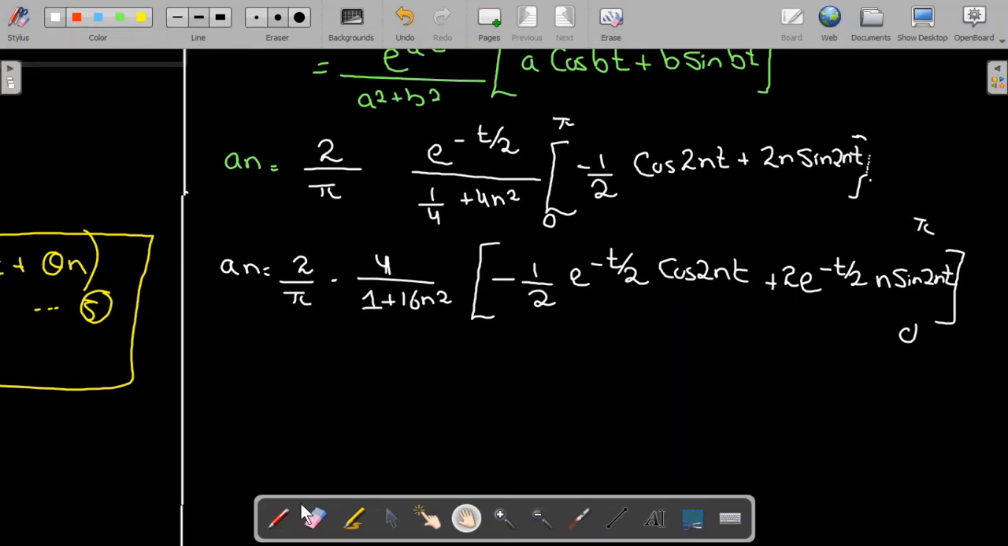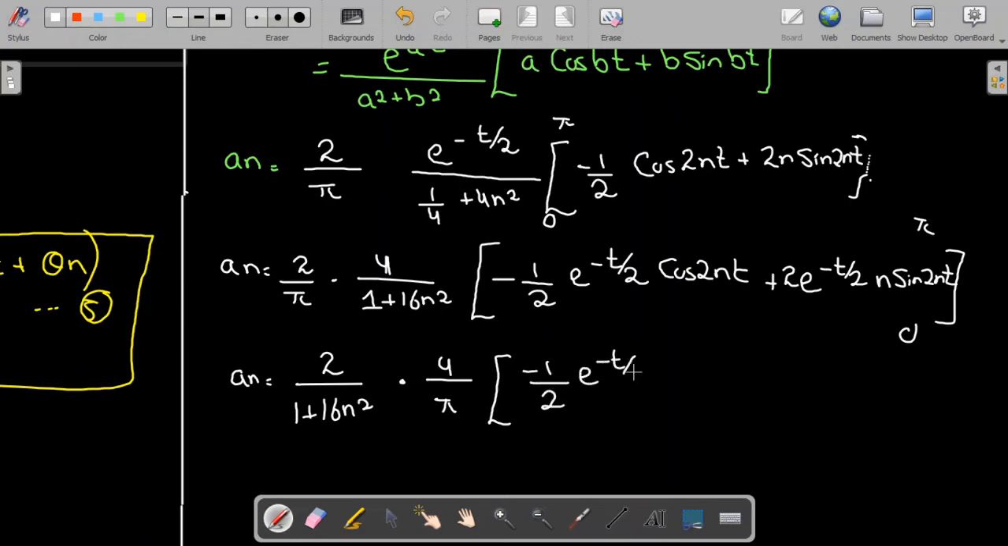Let me arrange it a bit. I can say an is equal to 2 divided by 1 plus 16n square multiplied by 4 by pi, and then I can write this again, minus 1 by 2 e power minus t by 2 cosine of 2nt plus 2 into e power minus t by 2 into n into sine of 2nt, and this will range from pi to 0.